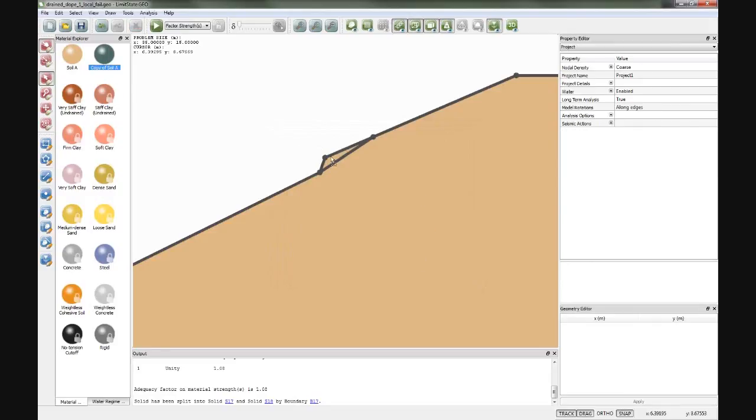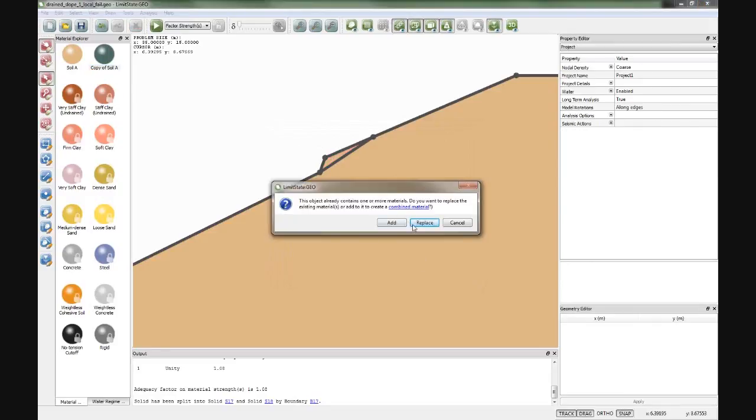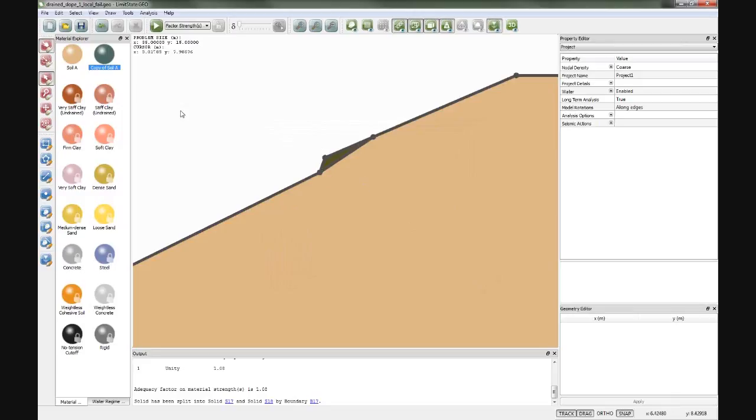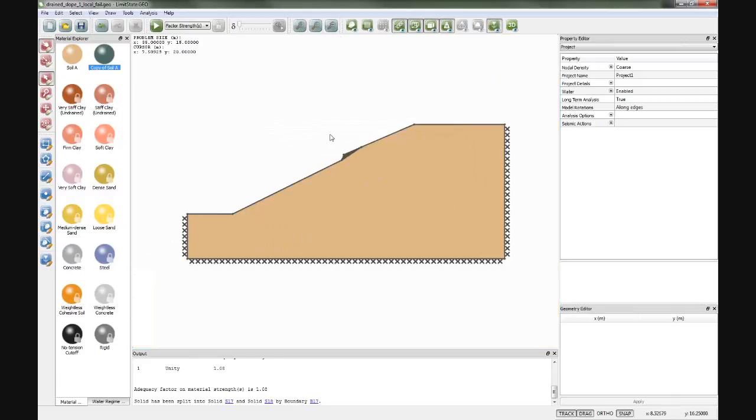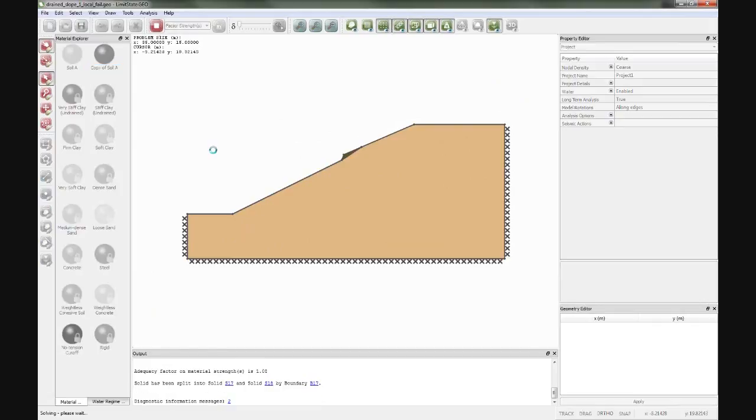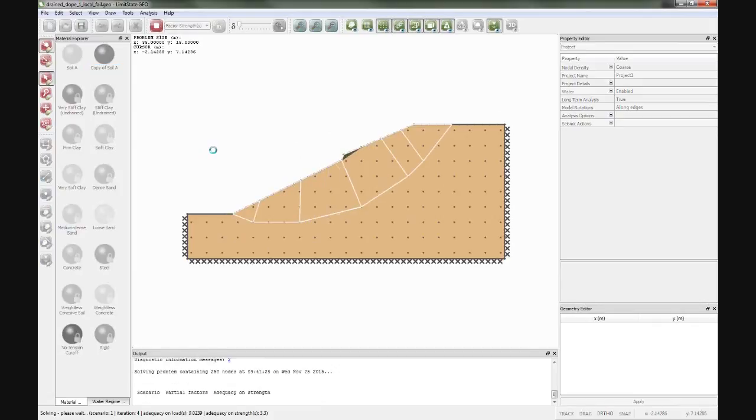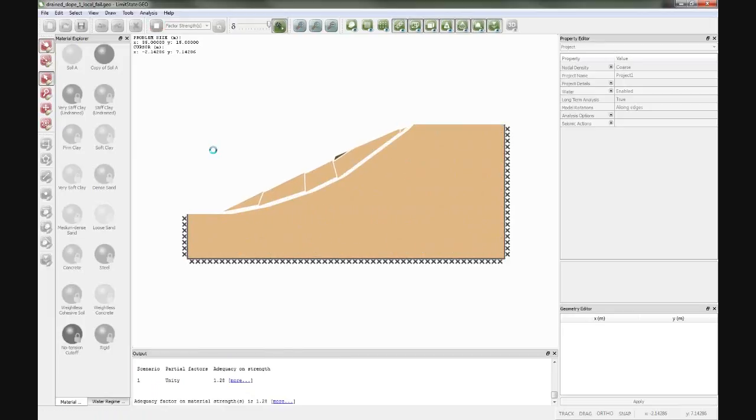And if I just drag and drop that into there, that means that we've now got a slightly stronger body up there. So if I click solve now, that's now strong enough to not fail locally, and the software will revert back to finding a large scale slip mechanism. And in this particular problem, it's 1.28, so it's slightly different from that previous example.